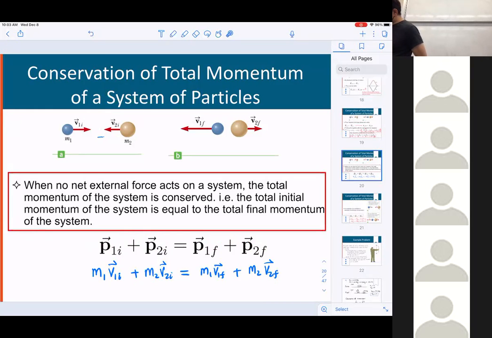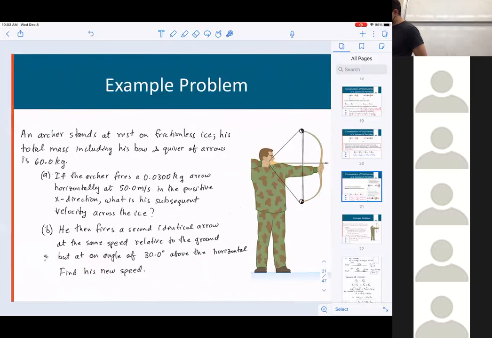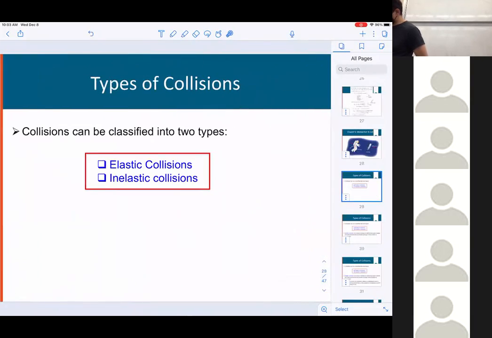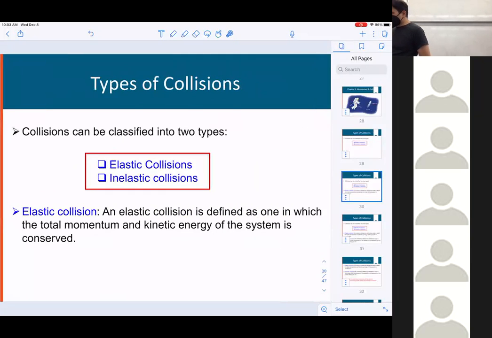All right. So with that in mind, we did some example problems in the last class, and now we will come to a new topic, which is that in studying these collisions, it becomes useful to classify them into two types. There are the so-called elastic collisions, and then there are the so-called inelastic collisions. And the difference is that in both of these collisions, momentum is conserved. The total momentum of the system is conserved, as we just saw, whether it's elastic or inelastic.